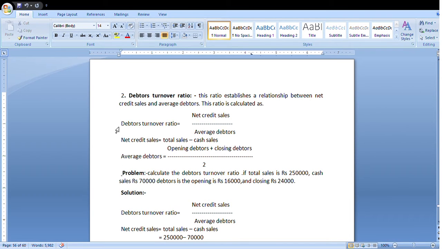First, debtors turnover ratio is equal to net credit sales by average debtors. Net credit sales is equal to total sales minus cash sales. Average debtors is equal to opening debtors plus closing debtors by 2. Problem.